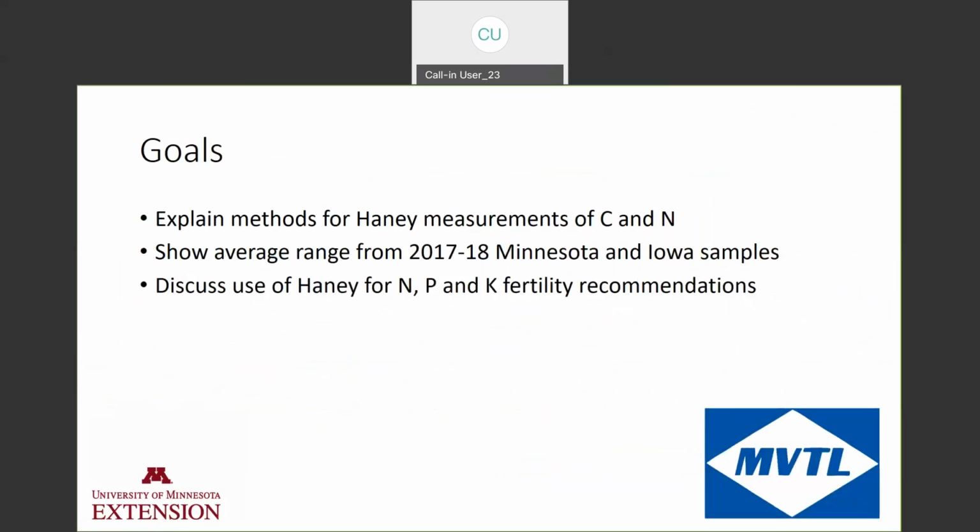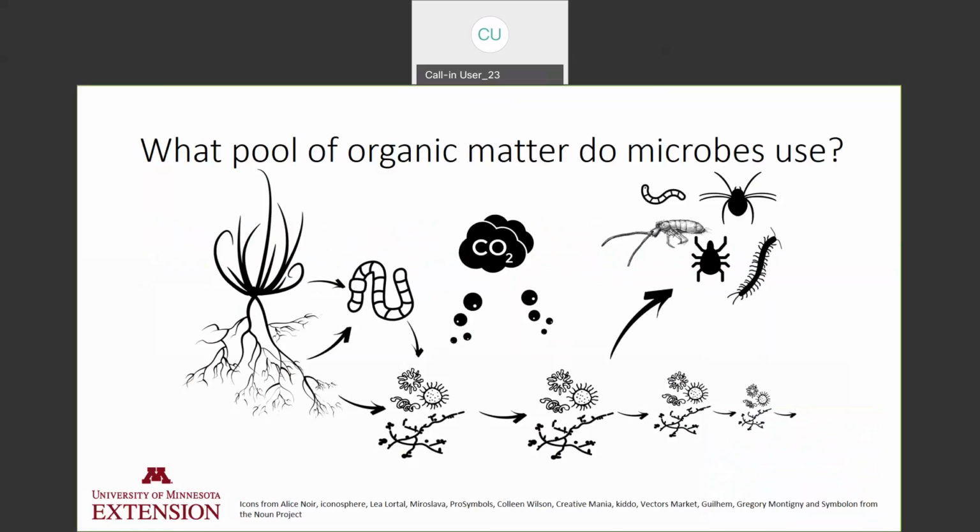So our goals for today are to explain methods for the Haney measurements of carbon and nitrogen. I got a great pile of data from test labs, thank you for that, where I'll be able to show an average range from 2017 and 18 Minnesota, mostly, with a few Iowa samples. That'll give you a sense of whether your data is in that range. And then Liz will be discussing the use of Haney for fertility recommendations. So first, what are we measuring?